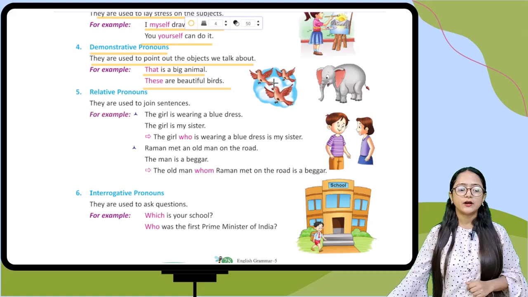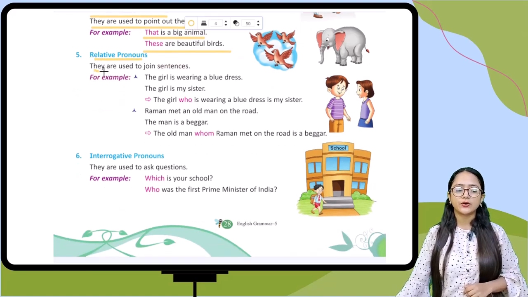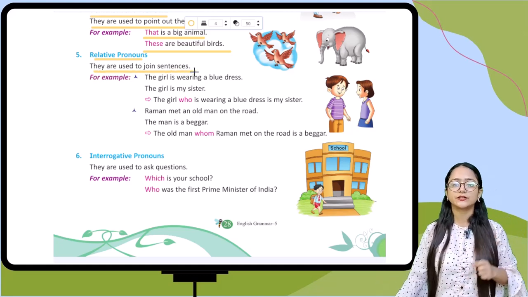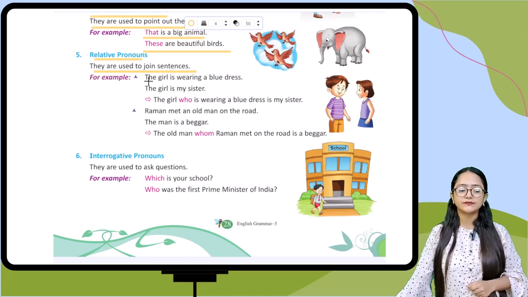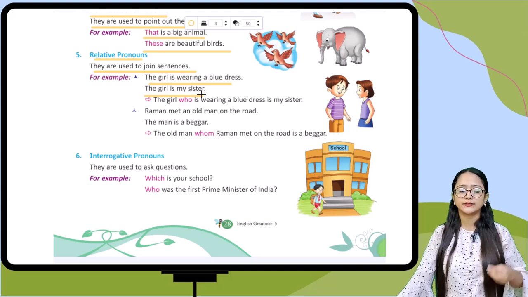Now let's talk about relative pronouns. Relative pronouns are used to join the sentences to make the relation. For example, the girl is wearing a blue dress. The girl is my sister. Now you just have to combine the sentence. You have to relate the sentence, join the sentence. The girl who is wearing the blue dress is my sister. Who is the relative pronoun.